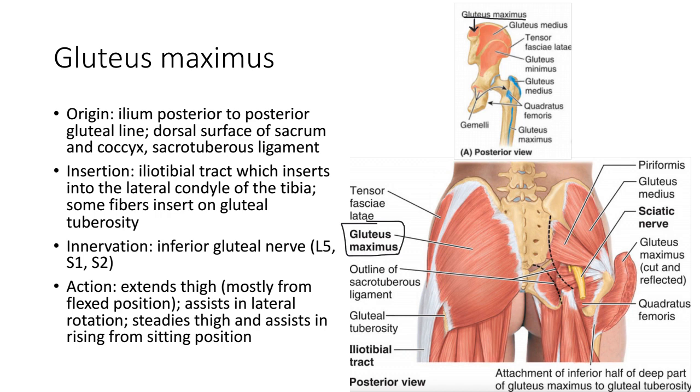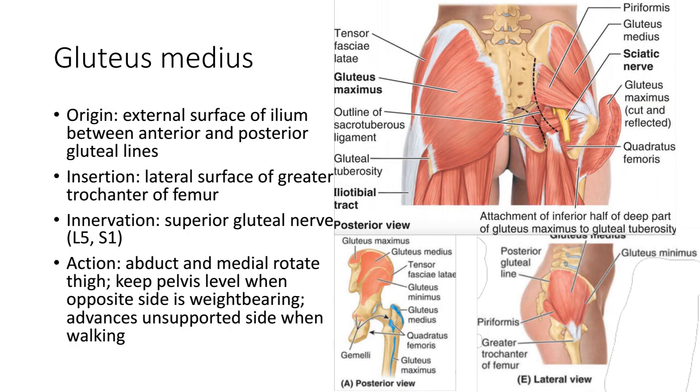It inserts on the iliotibial tract, which inserts into the lateral condyle of the tibia, and some fibers insert on the gluteal tuberosity. It's innervated by the inferior gluteal nerve, and its action is to extend the thigh, mostly from the flexed position, and assist in lateral rotation, and to steady the thigh and assist in rising from a sitting position. The gluteus medius originates on the external surface of the ilium between the anterior and posterior gluteal lines.